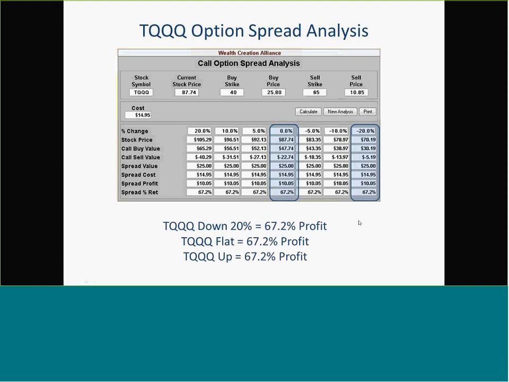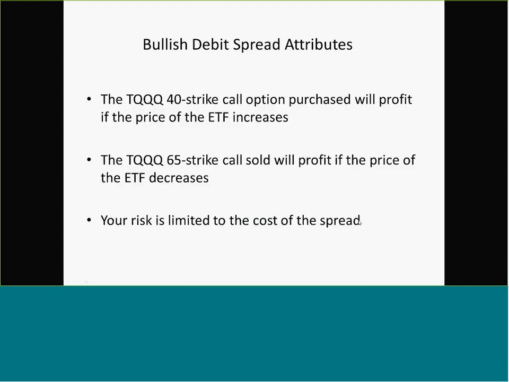So again, the option that I purchased, the 40 strike call, that profits as the price of the ETF increases. The 65 strike call that I sold, that profits as the price of the ETF decreases. And again, my risk was limited to the cost of the spread.